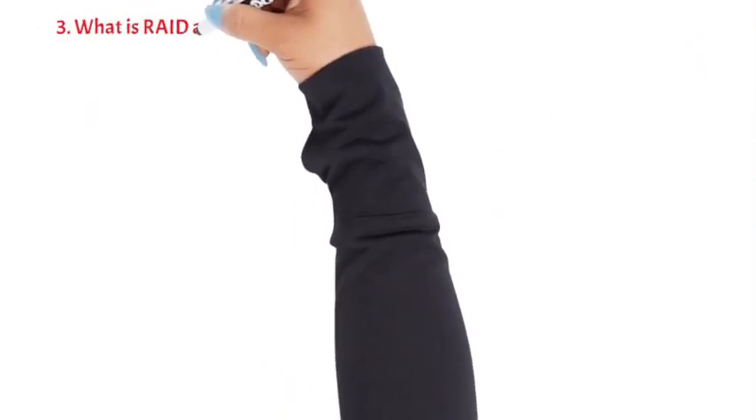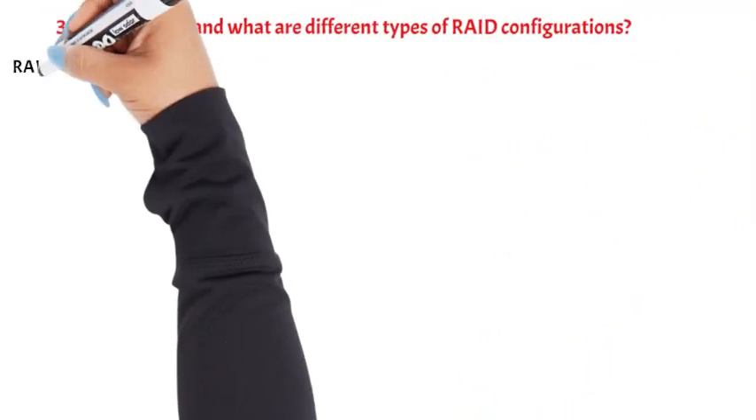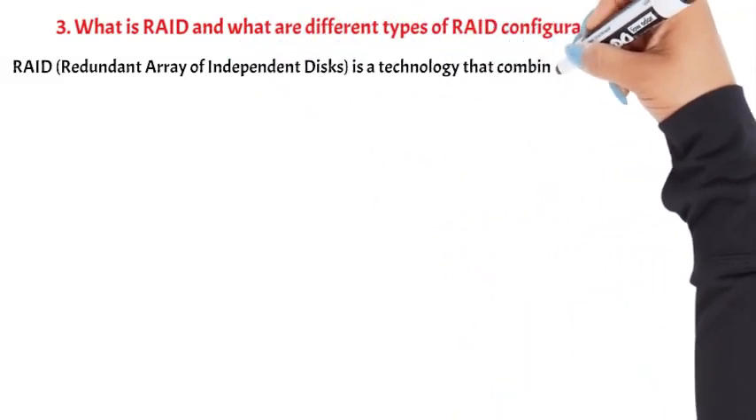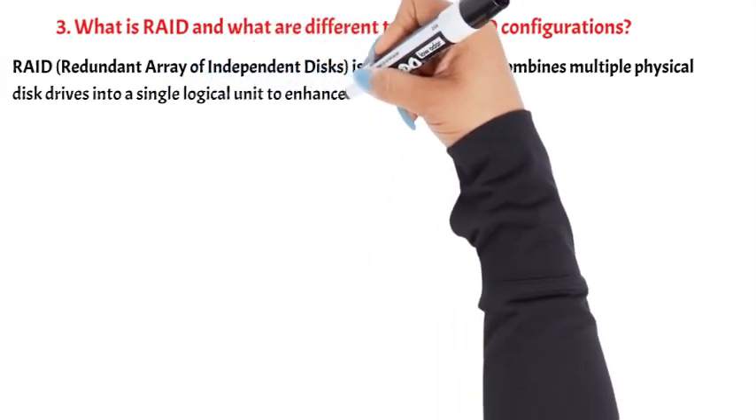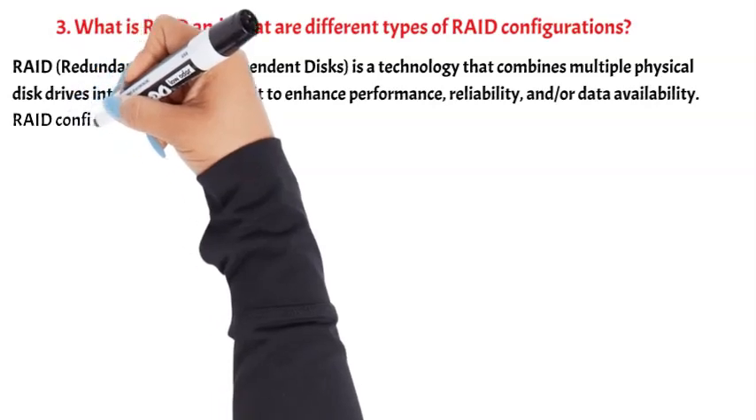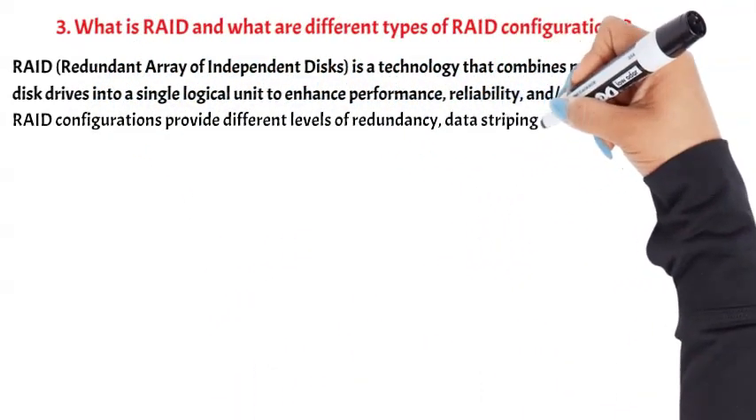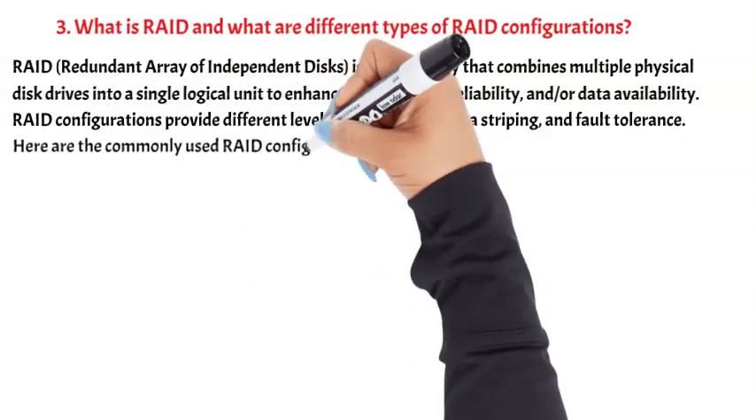3. What is RAID and what are different types of RAID configurations? RAID, redundant array of independent disks, is a technology that combines multiple physical disk drives into a single logical unit to enhance performance, reliability, and/or data availability. RAID configurations provide different levels of redundancy, data striping, and fault tolerance. Here are the commonly used RAID configurations.